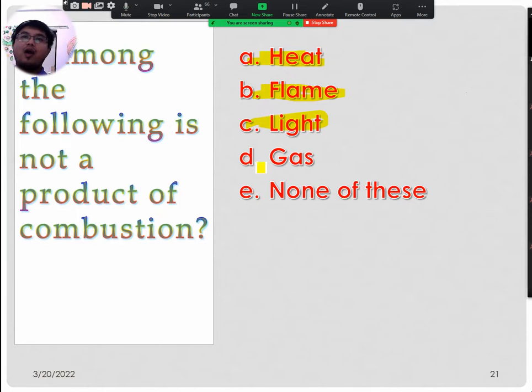Another one, is it D, gas? If we try to burn something, will there be heat? Will there be flame? Will there be light? Or gas? Or none of this? So the answer there, gentlemen and ladies, is all of those actually will be the products of fire. When we try to put certain material on fire, there will be the products of combustion. There will be heat, there will be flame, there will be light, there will be gas.